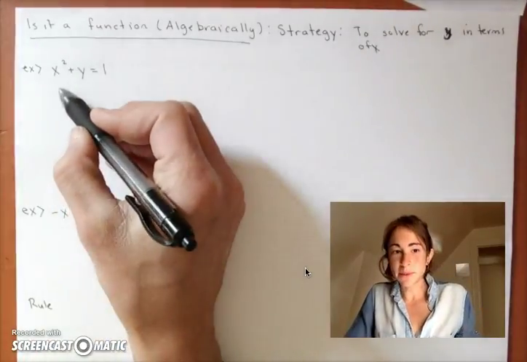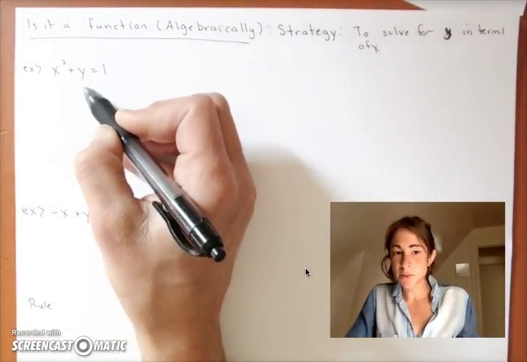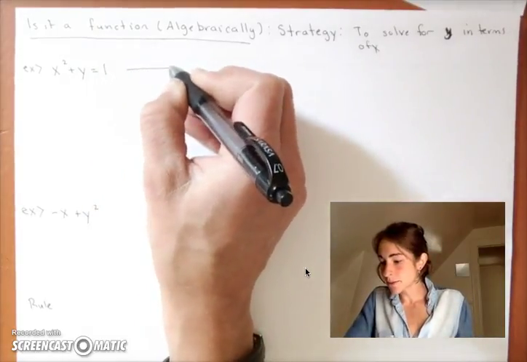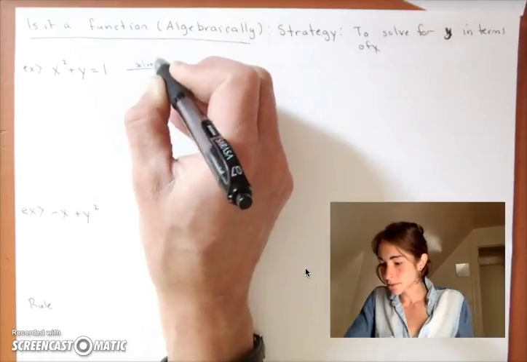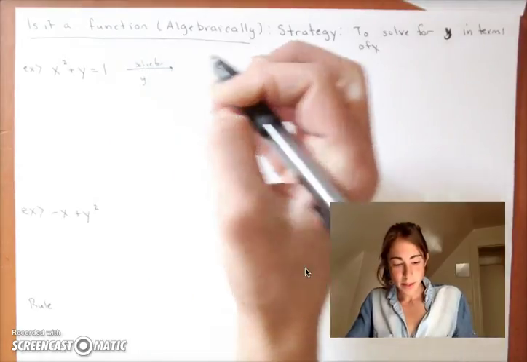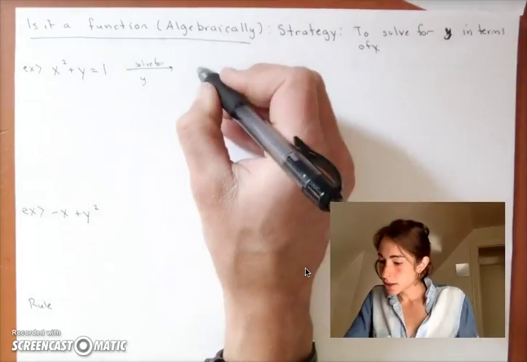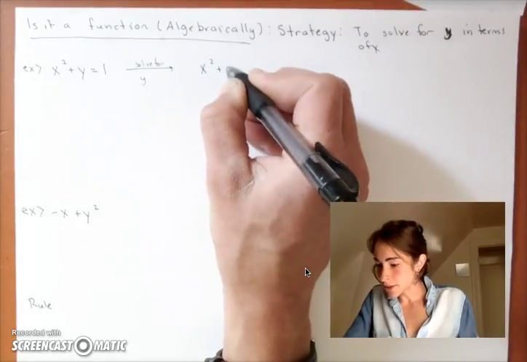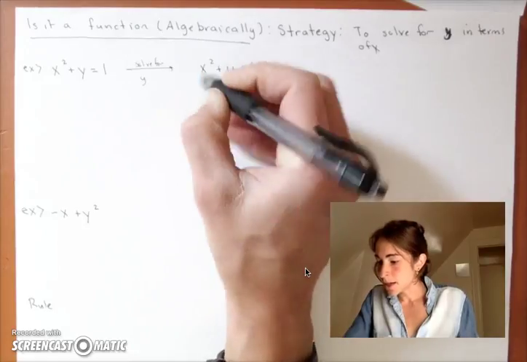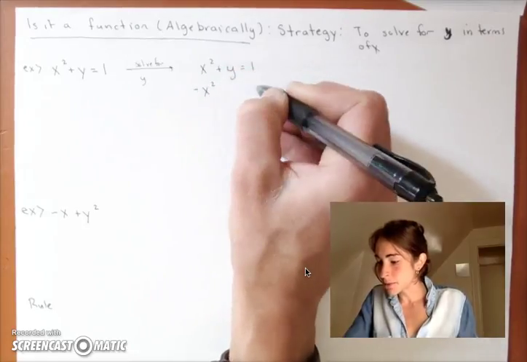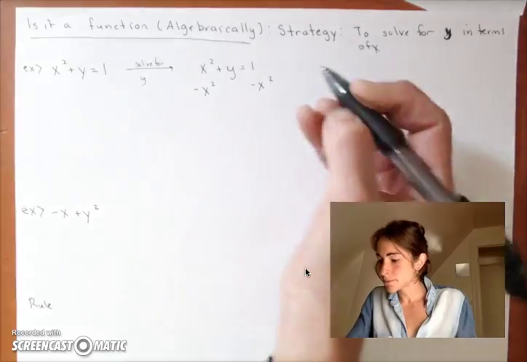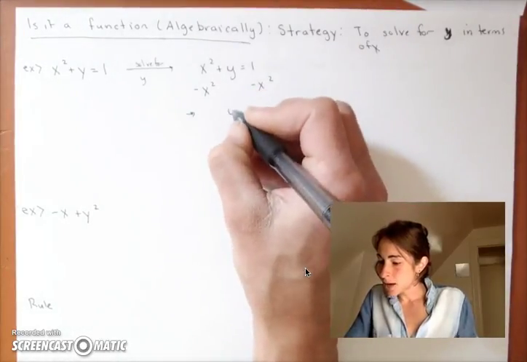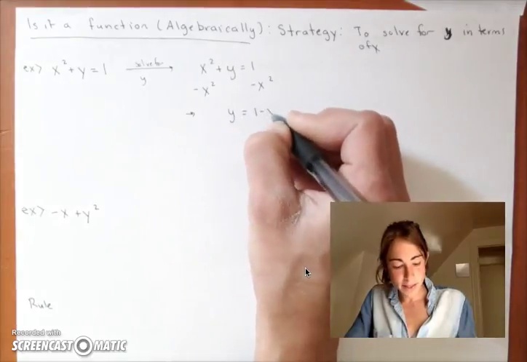So here's an example. Here's an expression, x squared plus y equals 1, and I'm going to solve for y. So in this example, in order to solve for y, I'll rewrite the expression, and I subtract x squared from both sides, and that gives me y equals 1 minus x squared.